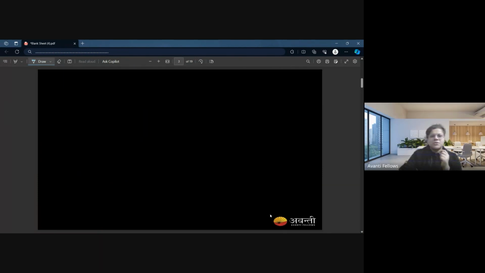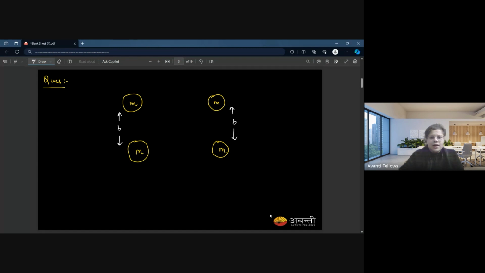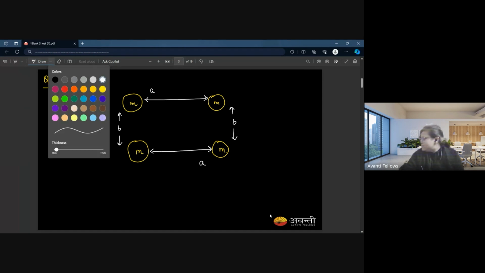Before going towards that particular table, I want to ask one question, and that is this one. For example, I have this mass, let's say M. I have this mass M, and this mass M. The question says the distance between these two masses is B. Similarly, the distance between these two masses is B. And the distance between these two masses is A. Is that okay? Yes, ma'am.